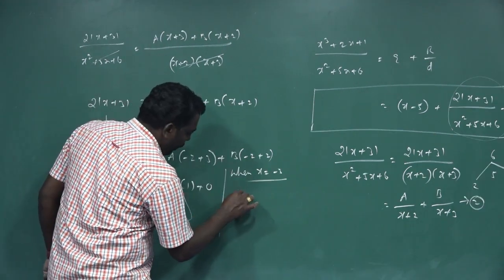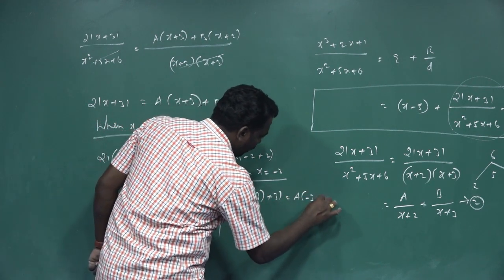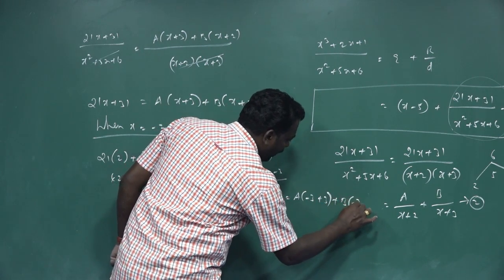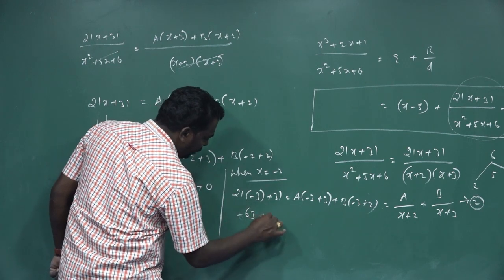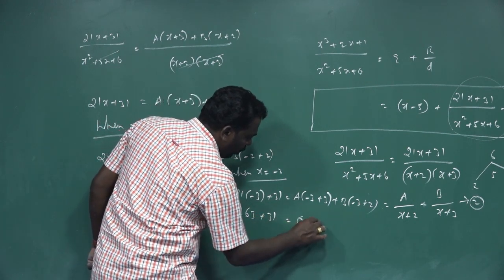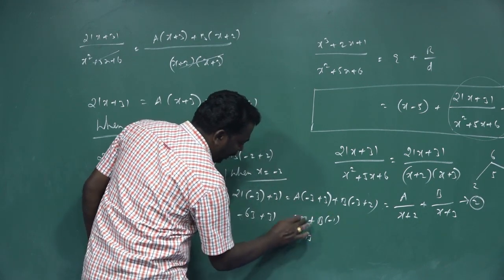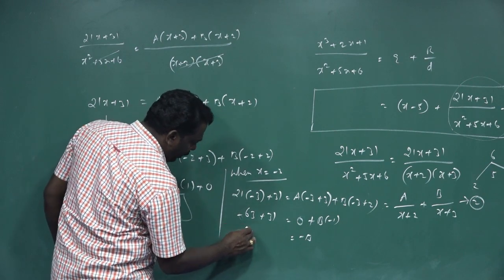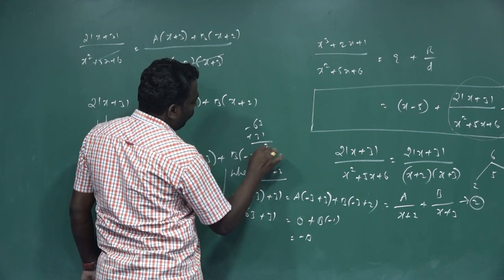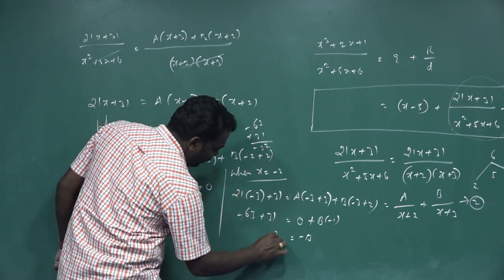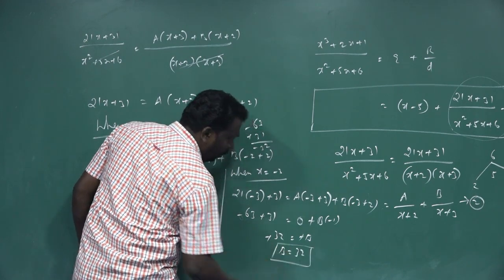Now 21 into minus 3 plus 31 equals A(minus 3 plus 3) plus B(minus 3 plus 2). Therefore, minus 63 plus 31 equals 0 plus B into minus 1, that is equal to minus B. Now subtracting the terms, minus 63 plus 31 gives minus 32, and the minus signs cancel, therefore B equals 32.